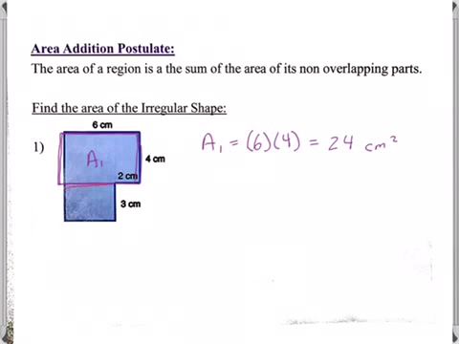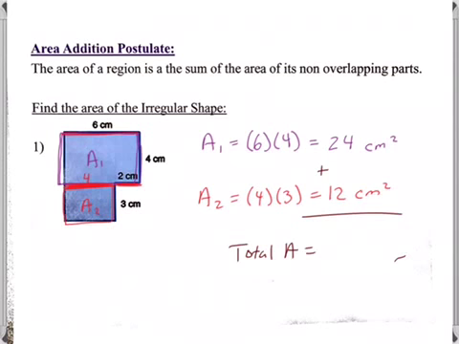Well, I know the height of A2, but I need to figure out what this base piece is right here. If the whole length of the top is 6 and there's 2 missing from the side here, that means this piece here is 4. So let's find the area of A2. That would be 4 times 3, which is 12 centimeters squared. The last thing I need to do is add these together to find the total area. In this case, I get a total area of 36 centimeters squared.